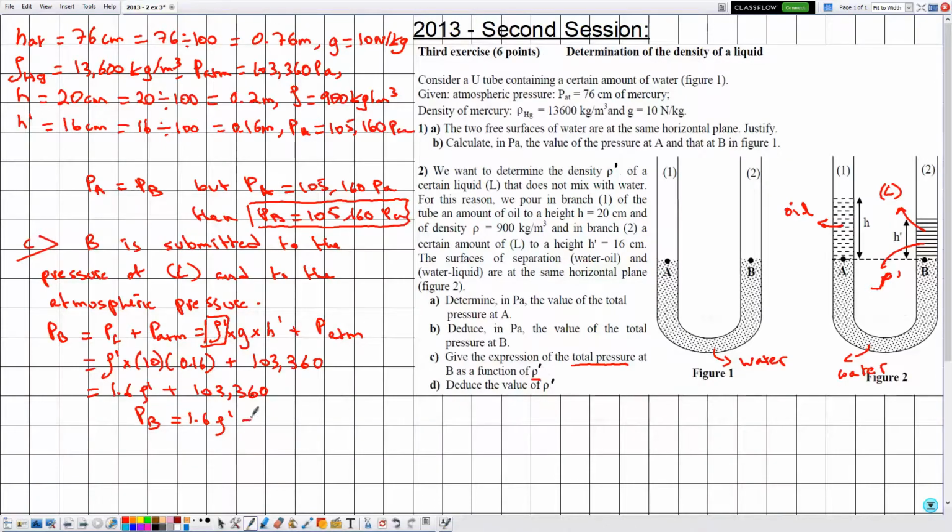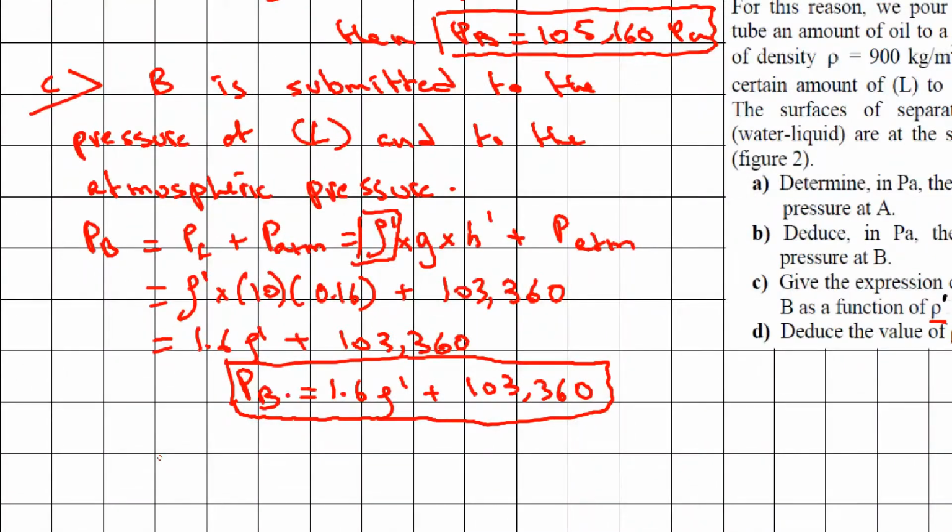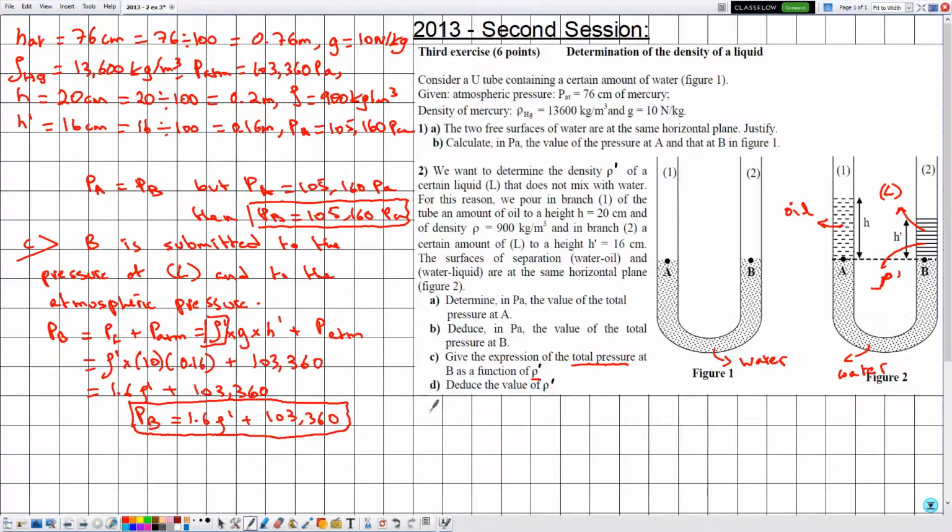1.6 rho prime plus 103,360. So notice that here the expression of PB doesn't carry any unit, so it's more convenient, when we have determined the expression of a certain quantity in terms of another quantity, not to include any unit.